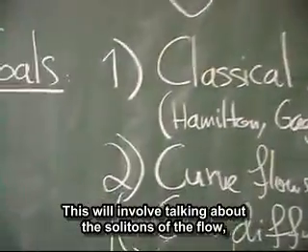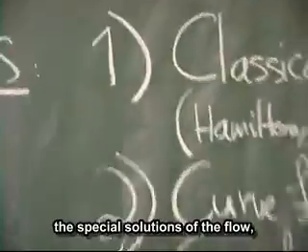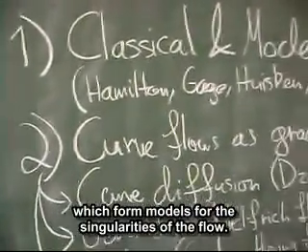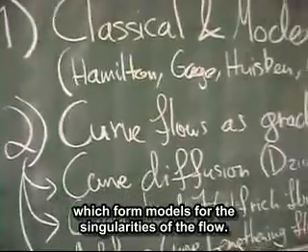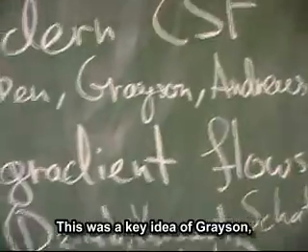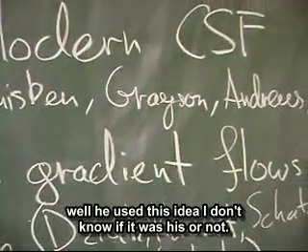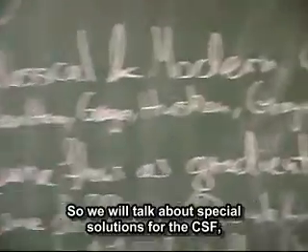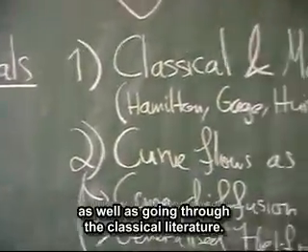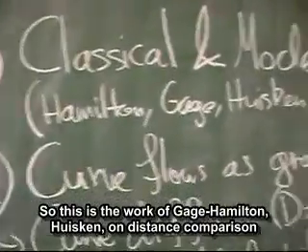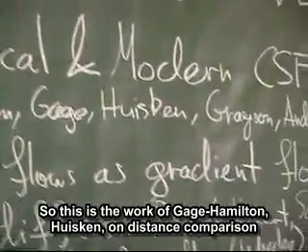Now this will involve talking about the solitons of the flow, so these are the special solutions of the flow, which form models for the singularities along the flow. This was a key idea of Grayson. Well, he used this idea, I don't know if it was his idea or not, but we will talk about special solutions for the flow, as well as going through the classical literature. So this is the work of Gage and Hamilton, and work of Huisken on distance comparison.